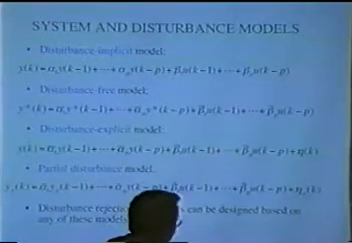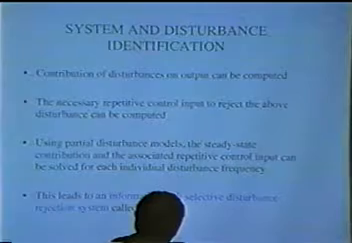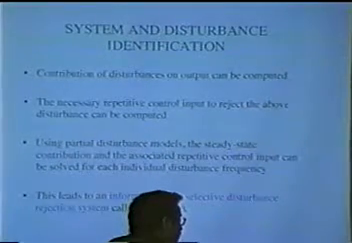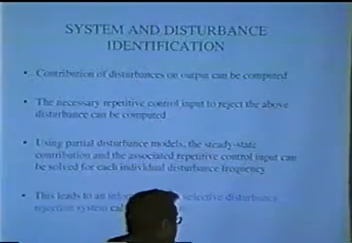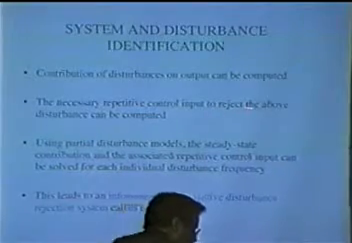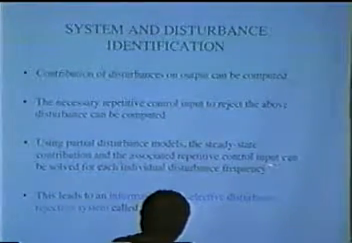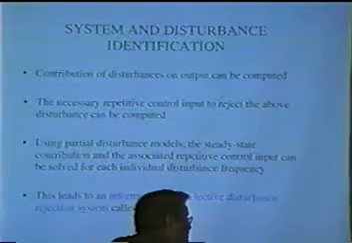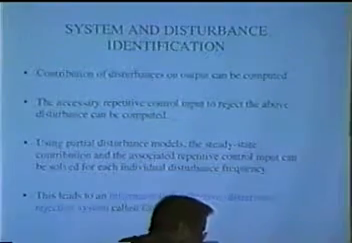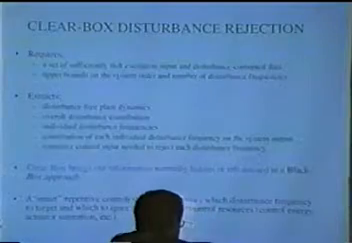So I'm going to show you some results. We can do this identification: given a set of input and disturbance-corrupted output data, through this ID technique you can compute the contribution of the disturbance on the output. You can compute the necessary control signal to reject the disturbances. Using partial disturbance models, you can compute the contribution and the associated control action that you need to cancel each individual disturbance frequency, and so on. So you can do all these things, and this leads to what I call a clear box, which is an information-rich disturbance rejection system. So you don't just reject disturbance blindly, but you do it intelligently.